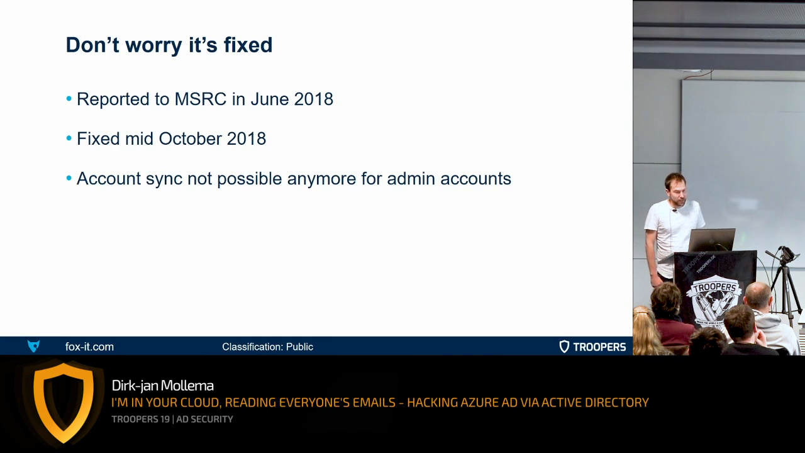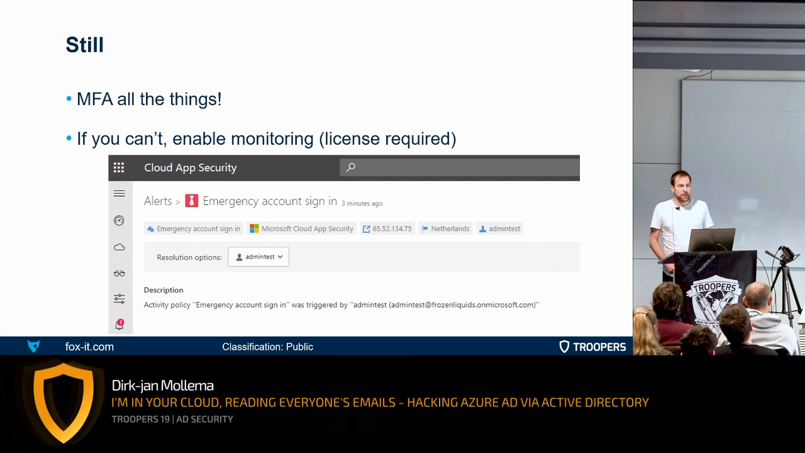They fixed this. I reported this in June, and it was fixed in October. And right now it's not possible anymore to synchronize on-premise users to admin accounts. So that's good. Still, what we learned from this is: do enforce multi-factor authentication for all accounts. And if you really cannot do it, you can enable monitoring. It does require a premium license. But you can create, for example, a rule that says, okay, this is our emergency account, it should never sign in, and if it does anyway, send an email to everyone. And this is an example of that kind of alert.